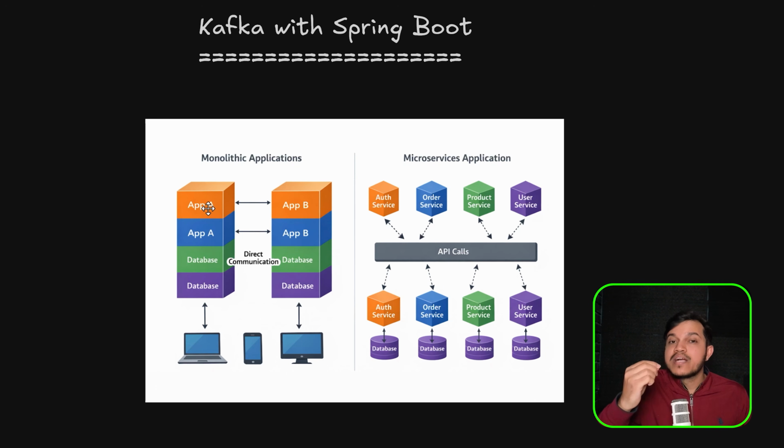Now, if you want to make a call to one more application, again, you should know the entire details of the other API or application you are making the call to. You should know the IP address, or you can say the host name, the port number, the entire endpoints, all the details. Only then you'll be able to make a call to any other application, right?